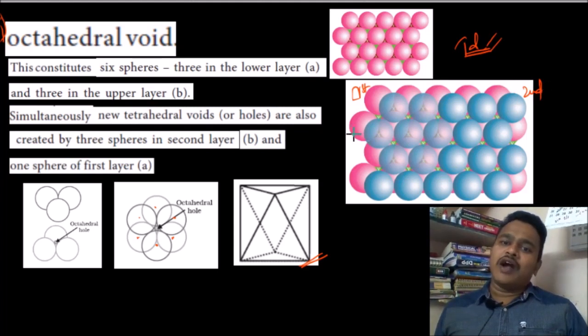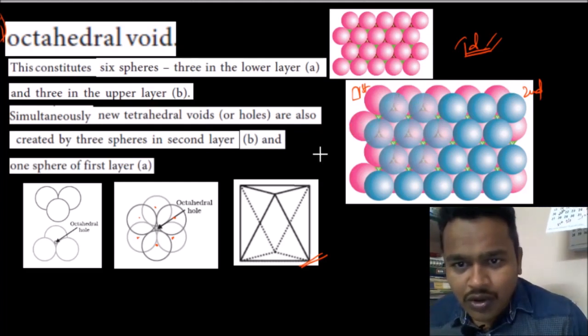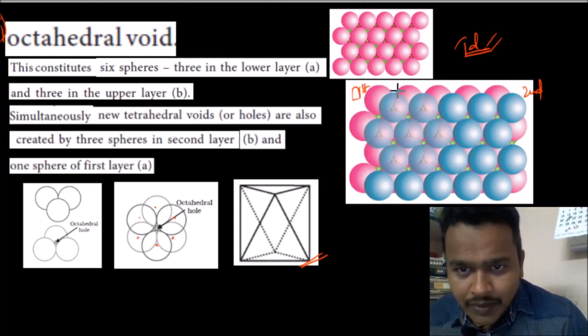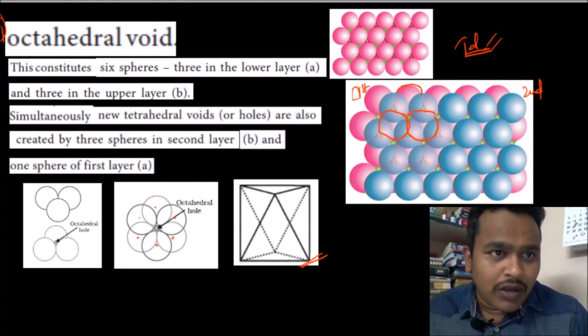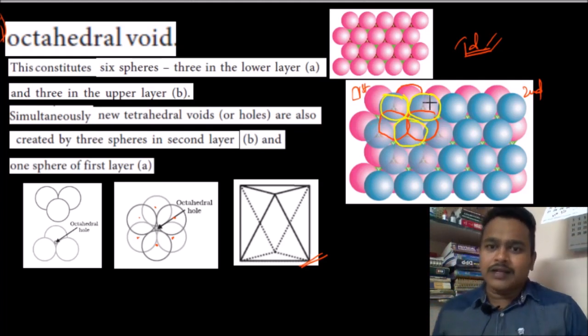The octahedral void is formed by three spheres below and three spheres above. How are we going to recognize that? See this green color one. You observe the pink color: three are there at the backside, and this side one is there. This sphere and the bottom layer, not the upper layer. This one and this one, bottom layer: 1, 2, 3. Now the upper layer I am going to denote with a yellow color. See these blue color balls only: this is 1, this is 2, and this is 3.